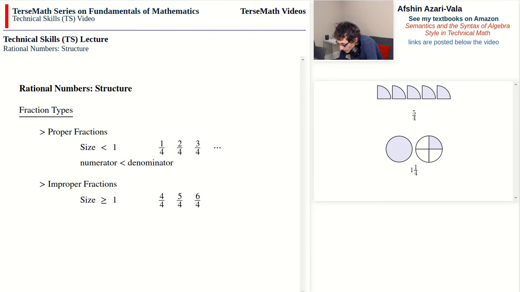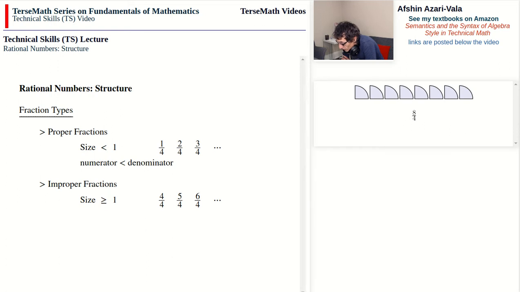We have 6/4 next, and if we arrange these quarters in pie form, we'll end up with 1 whole pie and 2/4 extra. Now, of course, 2/4 can be reduced, but for now I won't bother with that. So this can be seen as 1 plus 2/4, and we write it down as 1 and 2/4. And then we have other fractions like 7/4. This is also improper. If we make pies out of these pieces, we'll end up with 1 plus 3/4, which is 1 and 3/4.